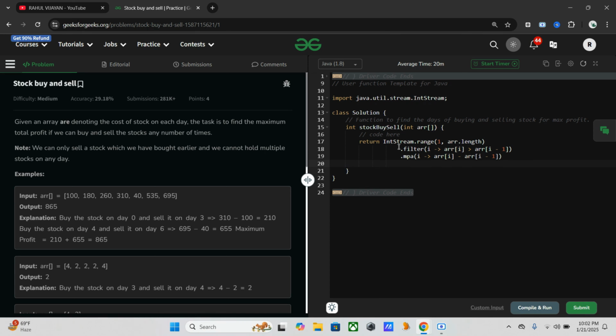So finally, we will sum up all the profits calculated in the previous step, which gives us the maximum profit that we can achieve by buying and selling stock multiple times. For that, we'll use sum. So this approach is efficient and concise, leveraging Java's functional programming capabilities. Let's test this now.